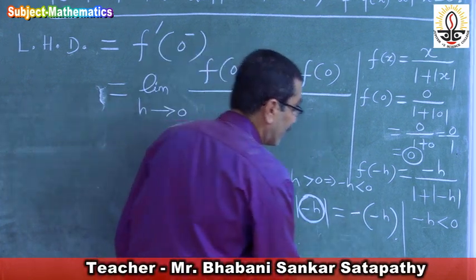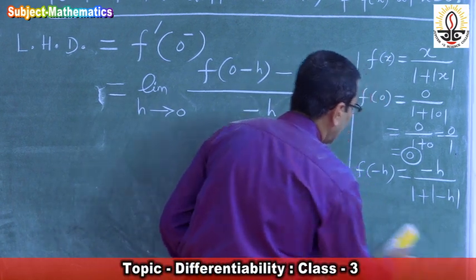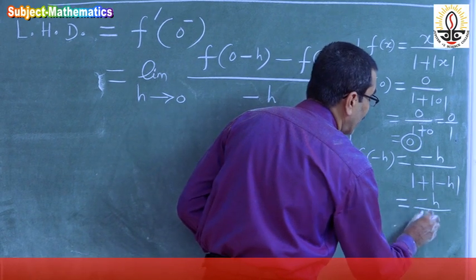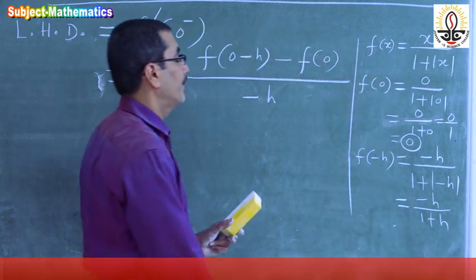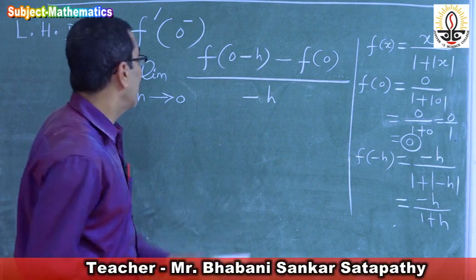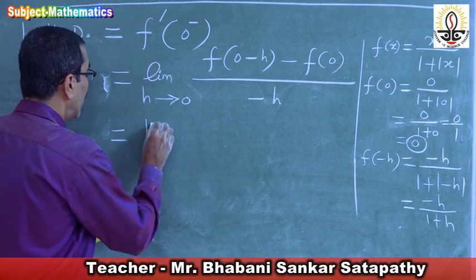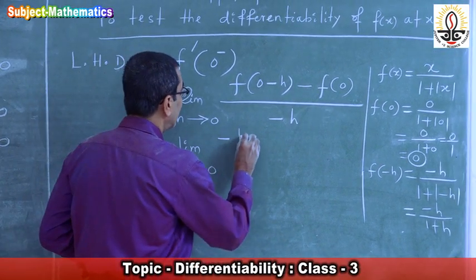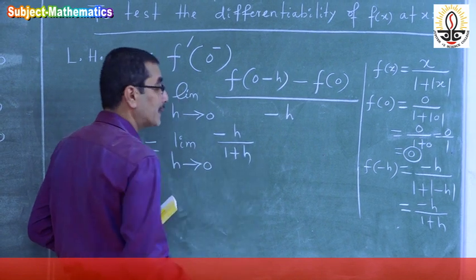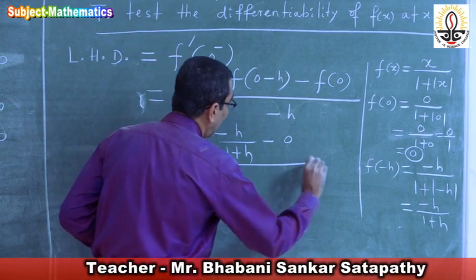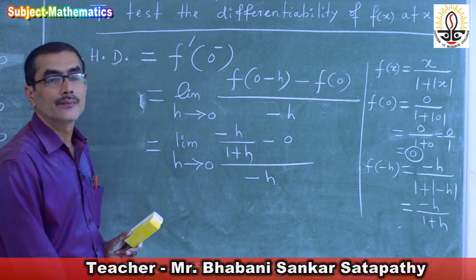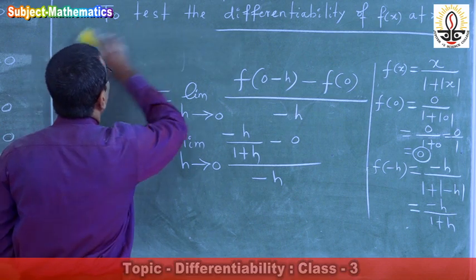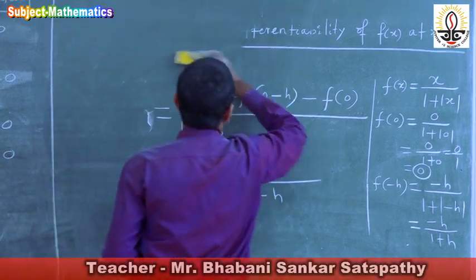Therefore, minus of x. Right? So what will be the value then? f of minus h is equal to minus h divided by 1 plus h. Clear? All of you clear? Therefore, this is equal to limit h approaches to 0 of minus h divided by 1 plus h, minus 0, divided by minus h. Now, what is this limit?